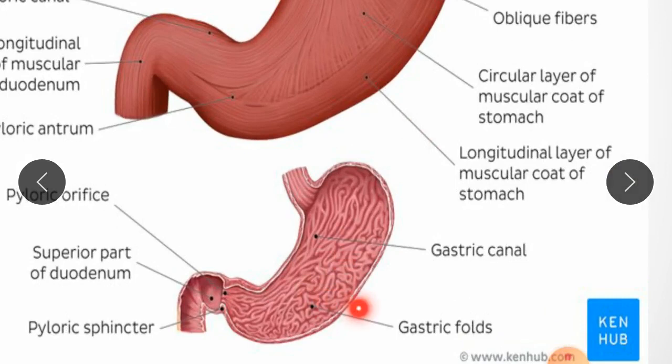So these are gastric folds. Gastric folds are nothing but rugae. They are known as rugae. The wall of the stomach is raised longitudinally to form gastric folds or rugae. So the pyloric sphincter is this one. You can see here the cardiac sphincter is present, or gastroesophageal sphincter.